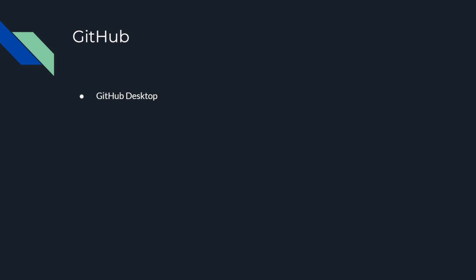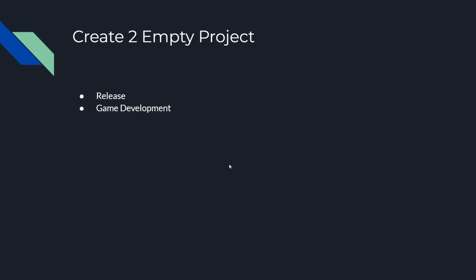Again, research this, make this, but of course, don't forget you can also use other version controls if you already know other version controls which you prefer. And in the next slide, it says here create 2 empty projects. One project will be release and one project will be our game development project. But what does this mean?